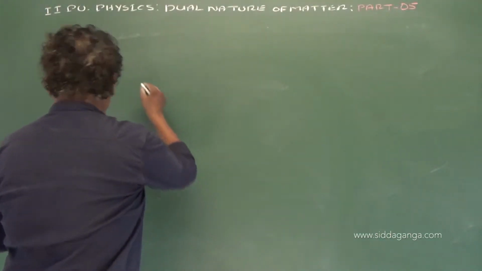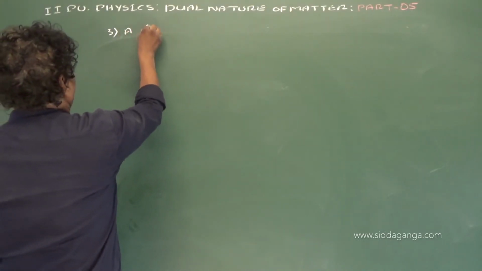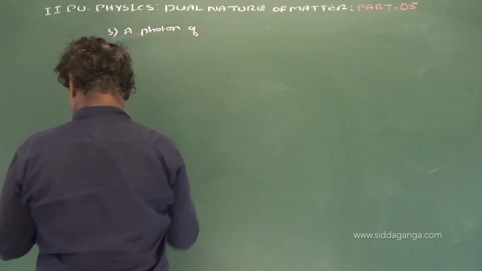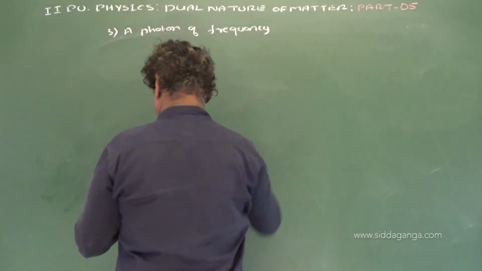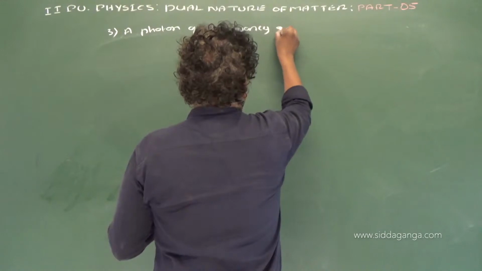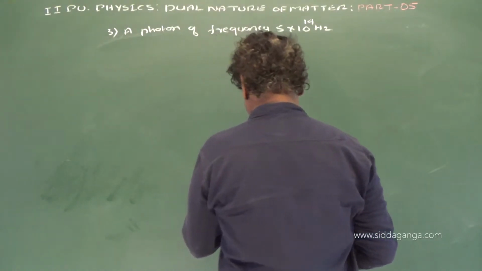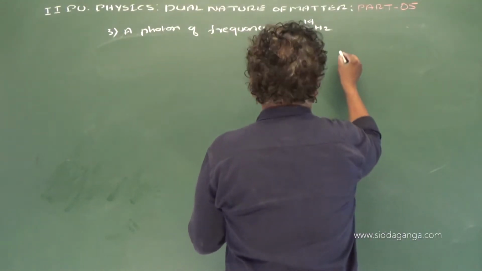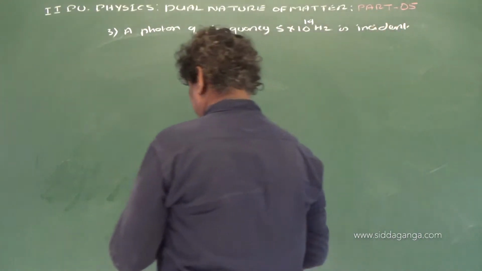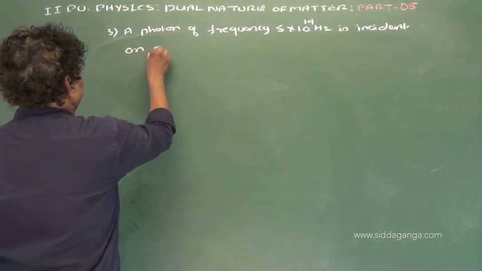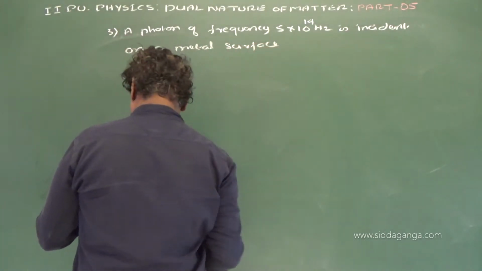Now, third question. A photon of frequency 5 into 10 raised to the power of 14 hertz is incident on a metal surface, if the threshold frequency of the metal is 3 into 10 raised to the power of 14 hertz.